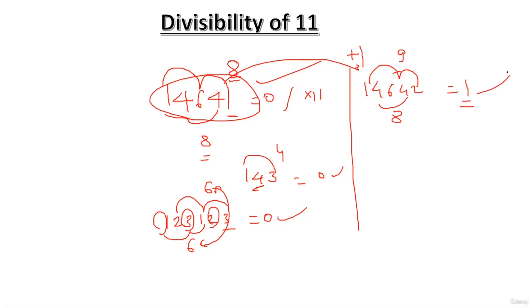So just like the divisibility of 3 and 9, the same thing is applicable for 11 also. You check the divisibility. If the difference comes out to be 0 or a multiple of 11, the number is divisible by 11. Else, you will get the remainder when the number is divided by 11.